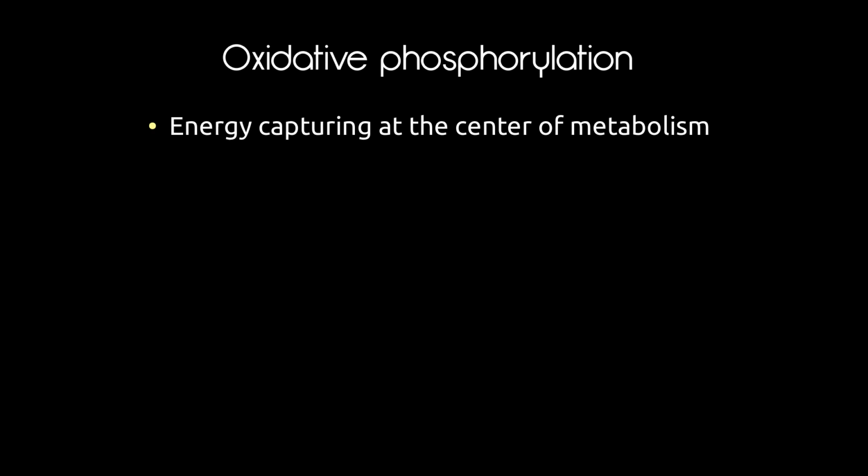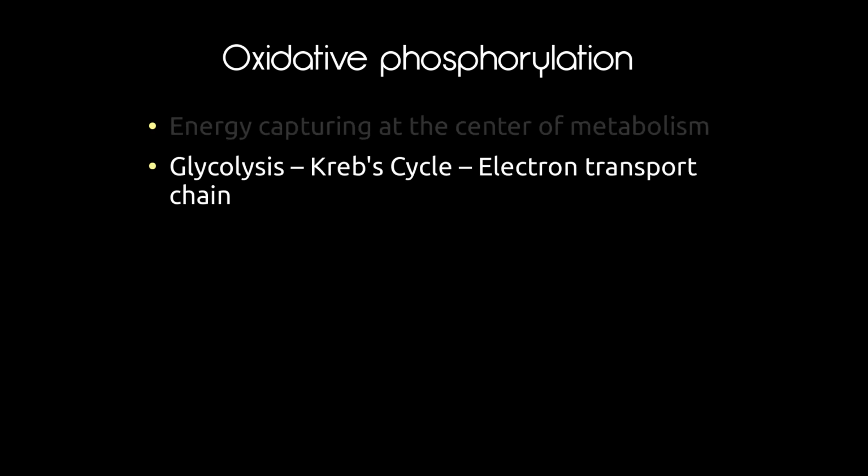Now let's just pause a minute there and talk a bit about oxidative phosphorylation, which is really, really important to this section on metabolism. Oxidative phosphorylation is a process that captures the energy from these low entropy molecules at the center of metabolism. Now, the processes that are central to oxidative phosphorylation are glycolysis, Krebs cycle, and the electron transport chain.